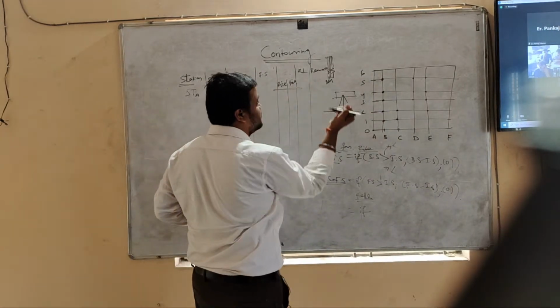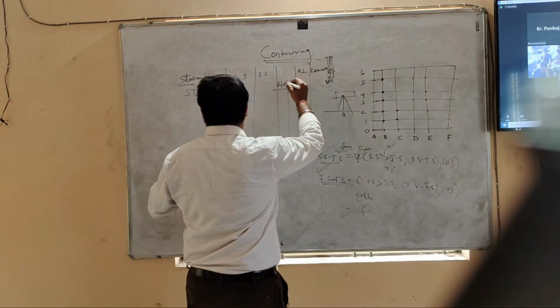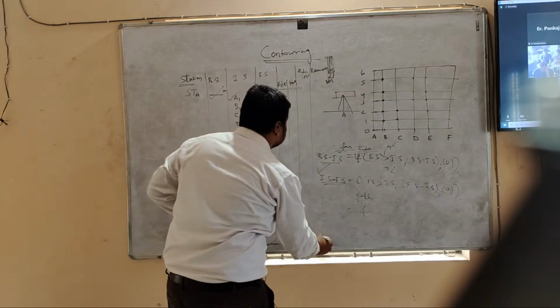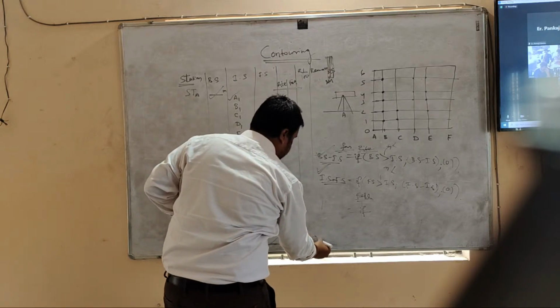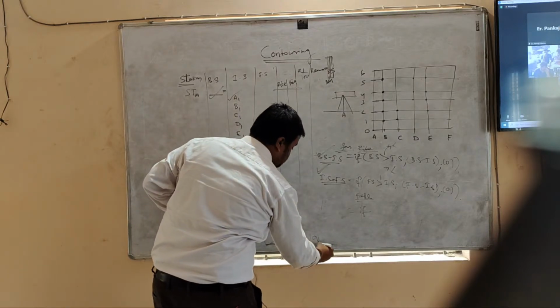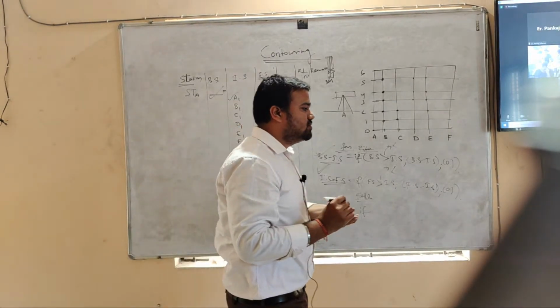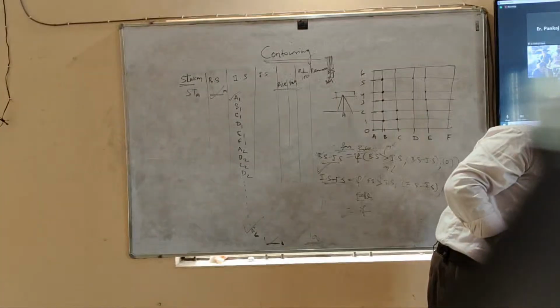One thing I forgot to tell: you will take the benchmark as 100, and at the end you will also get 100 as your RL. So this is all about contouring. I can also tell you about profile leveling.